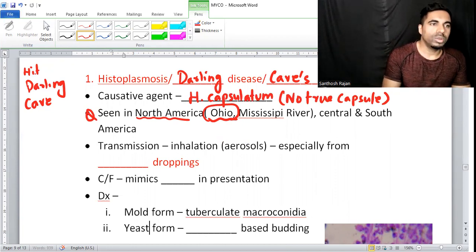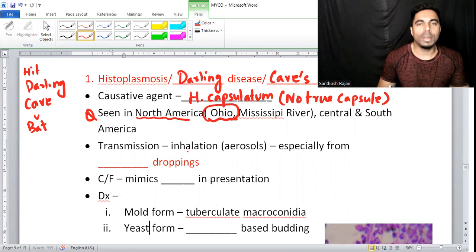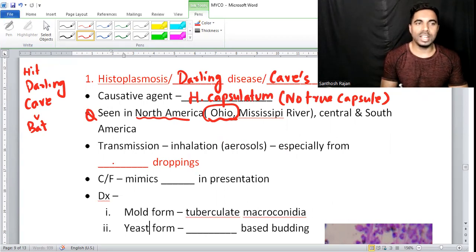And one more thing. You hit the darling in the cave. What is in a cave? A bat. The bat, the dangerous one. So how do you get histoplasmosis? It's usually through the inhalation of bird or bat droppings, especially bat. Any bird it can be, but bat is special. If you get the bat in your option, that would be okay.